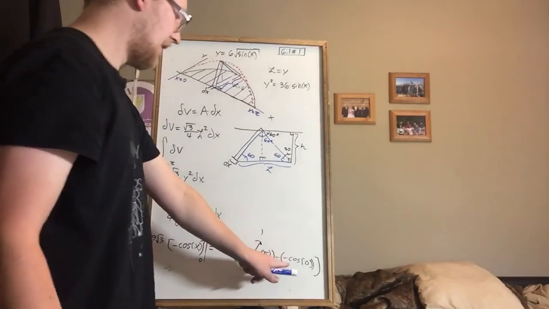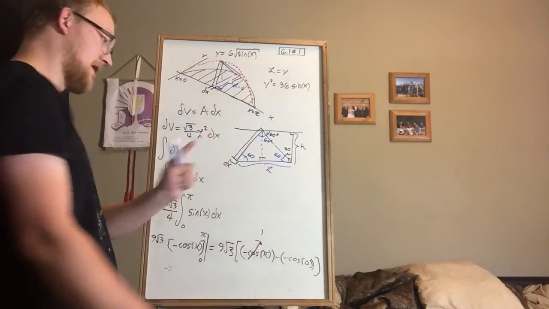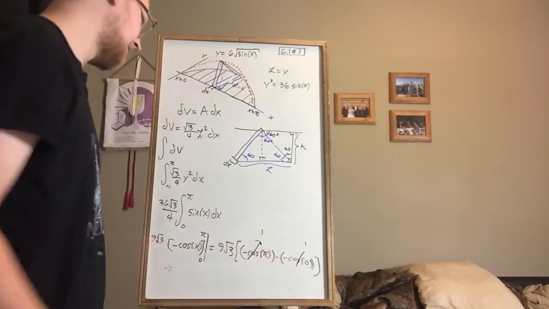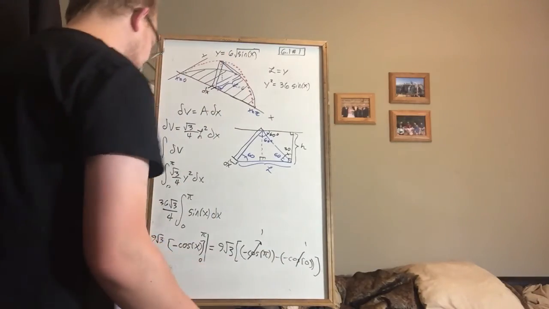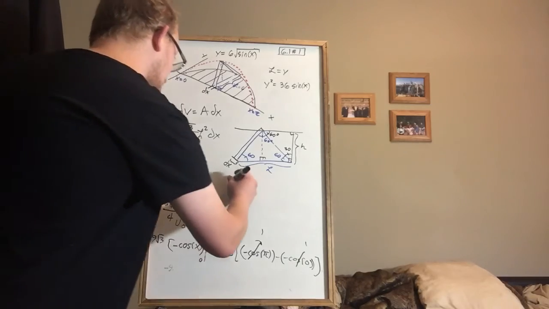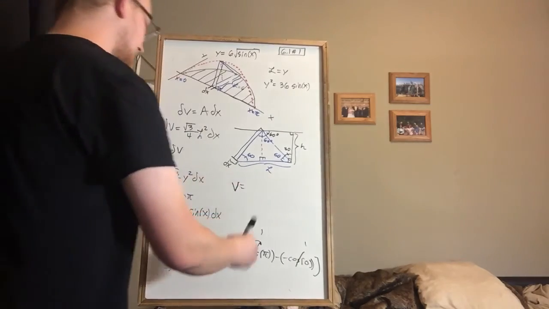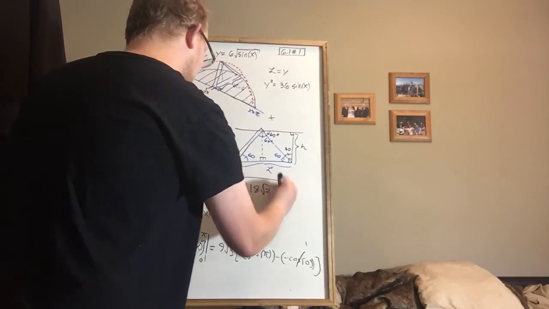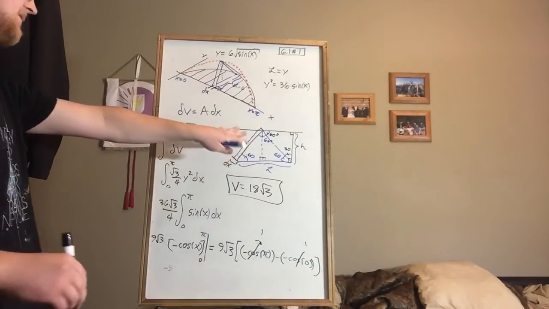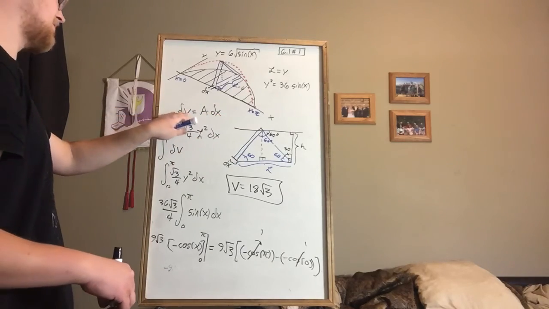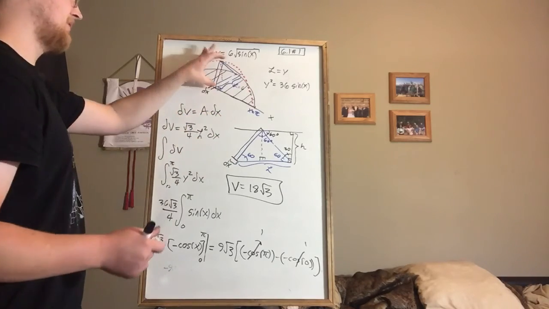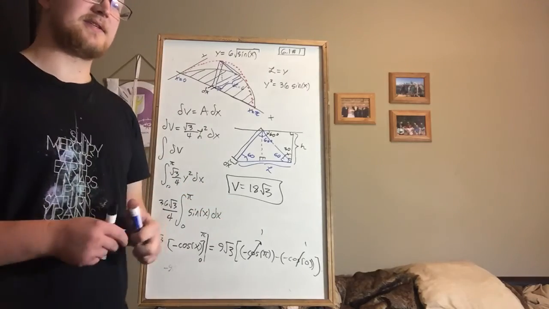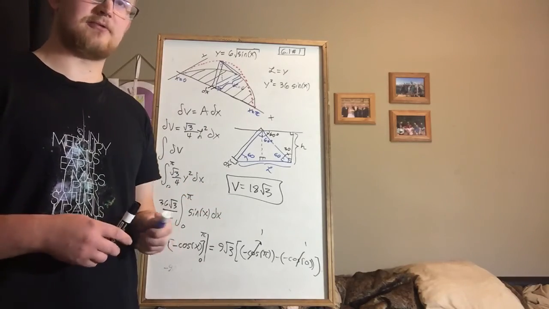Cosine of 0 is 1. So this is 1 minus a negative 1. That's 2. 2 times 9 root 3 is 18 root 3. And at that point, we've taken our concept of this equilateral triangle, this small chunk of volume, and we've summed all of those chunks of volume together to find the true volume. And in this case, it's 18 square root 3.